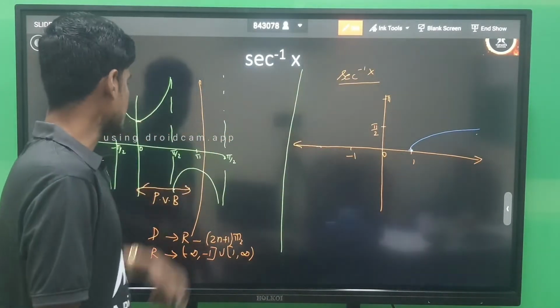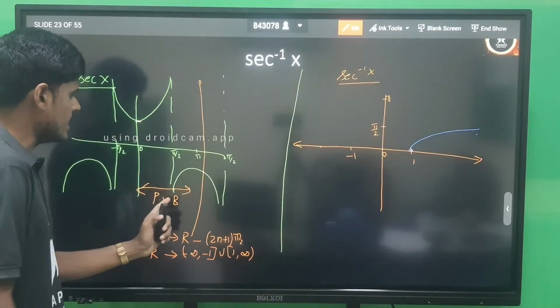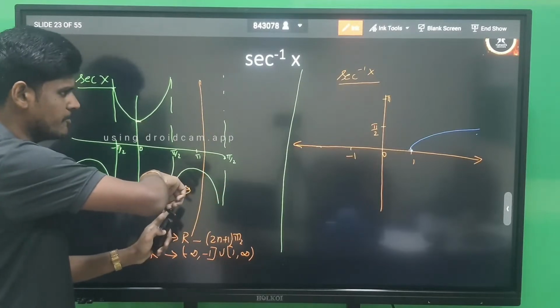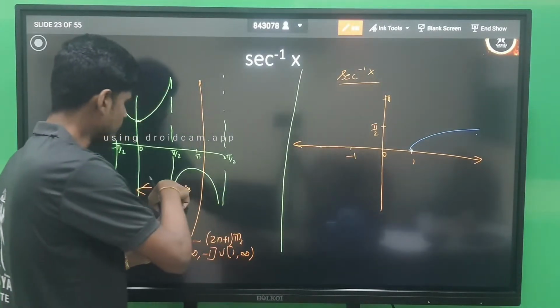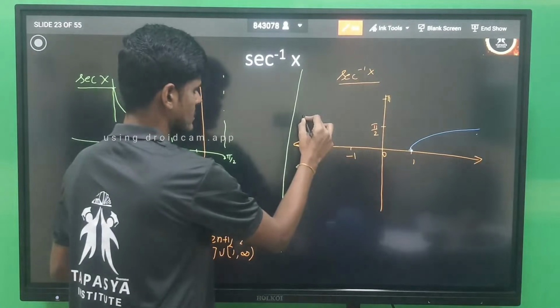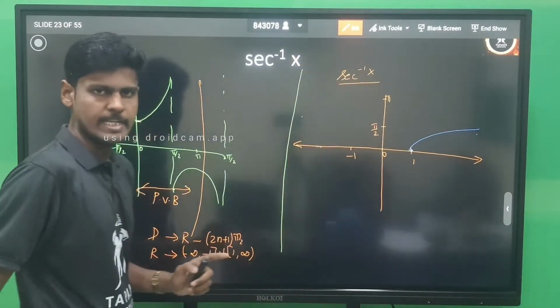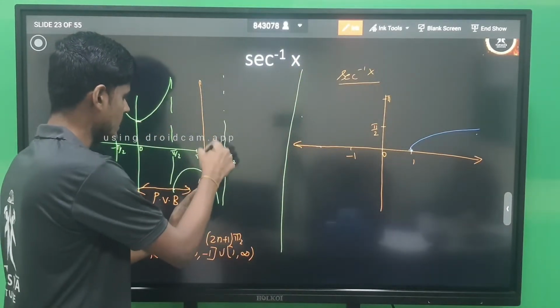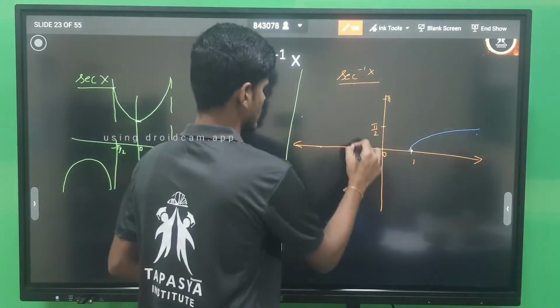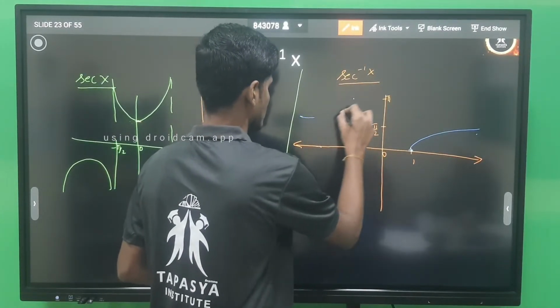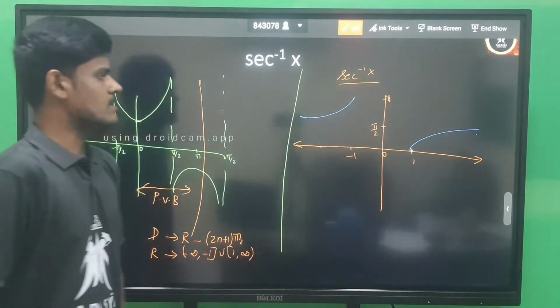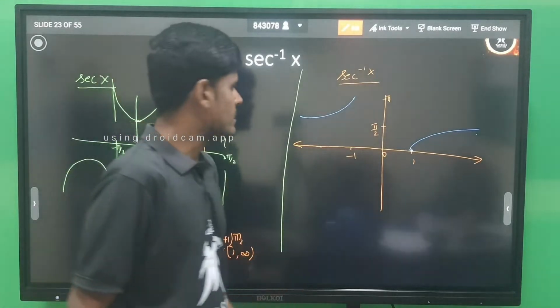What about the next region? From 90 to 180, minus infinity. So secant inverse of minus infinity is again 90 degrees. And secant 180 is minus 1. So this is minus 1. So graph will increase like this. This is the graph of secant inverse x.